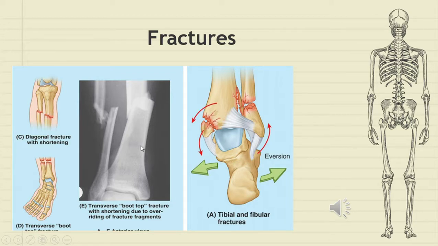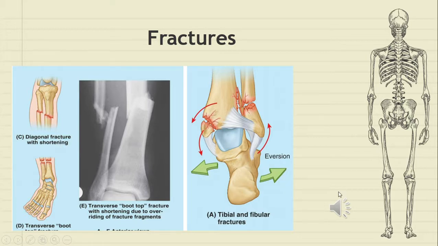You can also see that in transverse boot top fractures that occur in skiing people, there is a fibular fracture, and the lower one third of the shaft of the fibula is fractured. There can also be overlapping of the fracture along with tibial fracture and shortening of the limb. Then there can also be diagonal fractures and shortening of the limb due to overlapping.